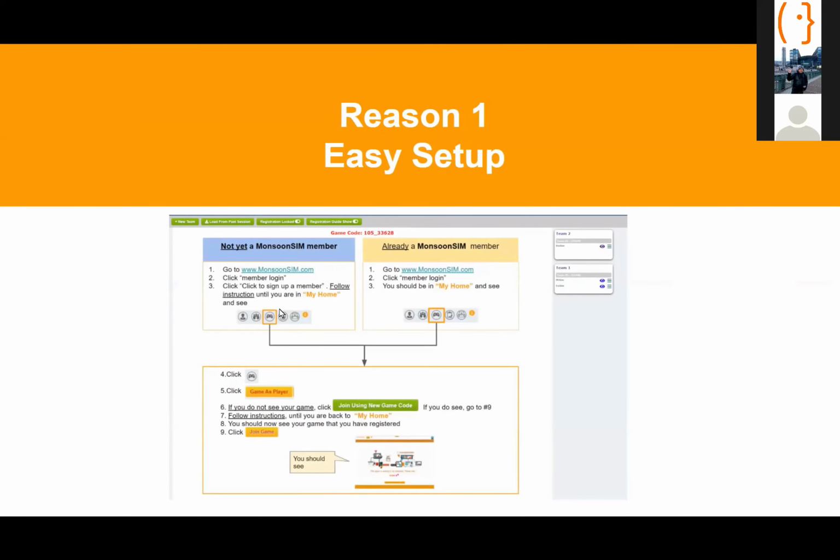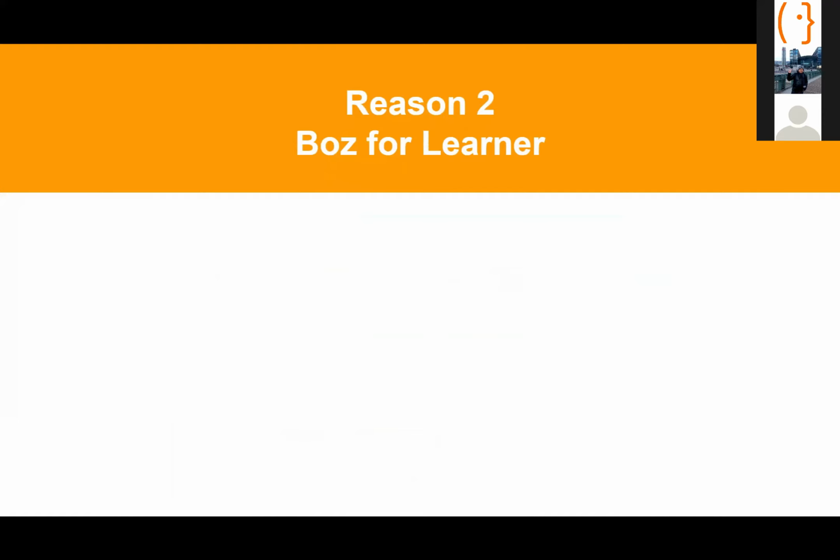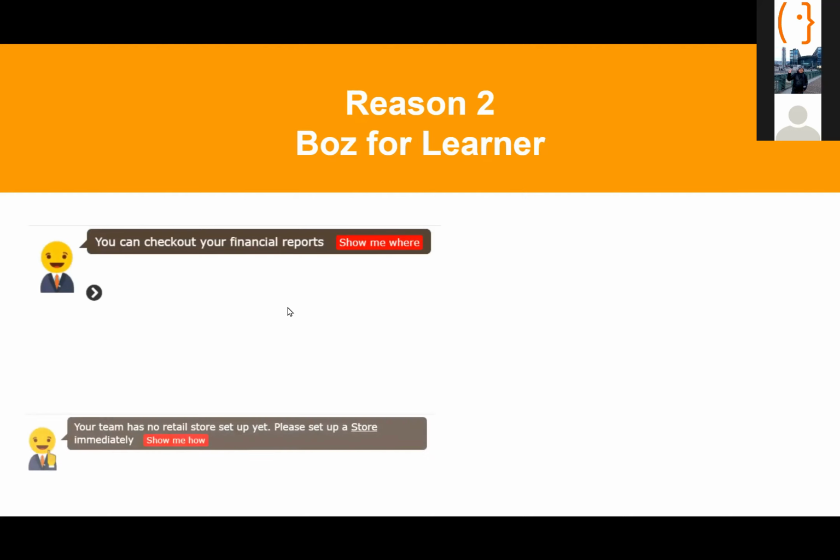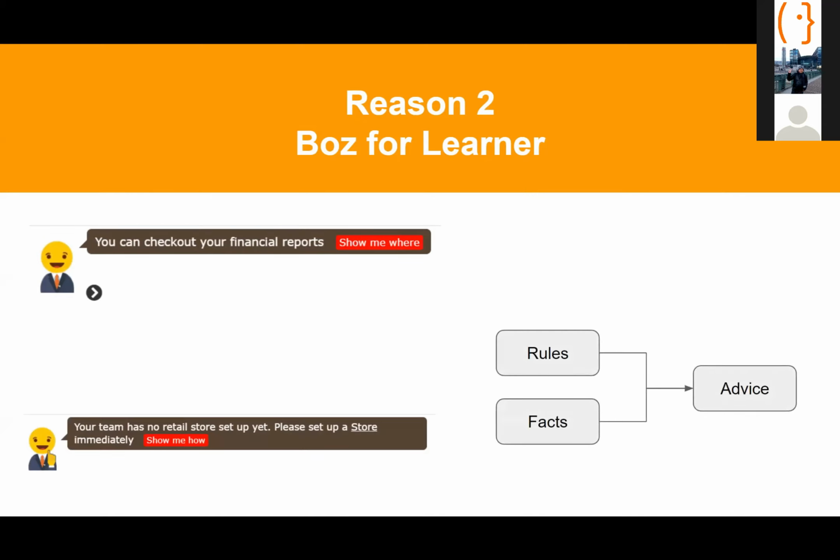Then I'm going to do reason number 2. There is the Boss for Learner. Boss is the rule-based AI. It is actually a teaching assistant that will pop up on the learner screen and giving them guidance. I'll show you in a minute live. But here we have rules and we have facts. So our system will have a bunch of rules and a bunch of facts.